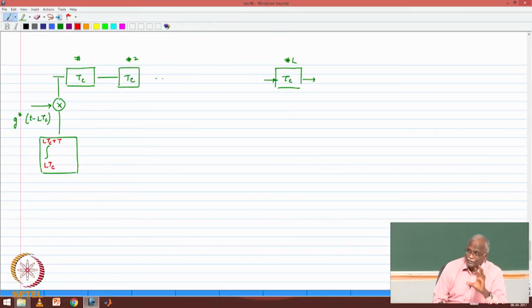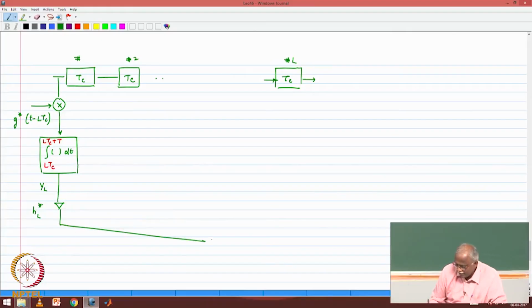So there are two things. There is Q, which is a spreading factor, which relates T and Tc. There are L plus 1 taps, so just make sure that you are not confused by that. Whatever is the product of these two is what gets passed through the integrator. You integrate for this period of time. We will call this output Y subscript L, decision statistic. I'm going to scale this by H of L star and pass it on to an adder.